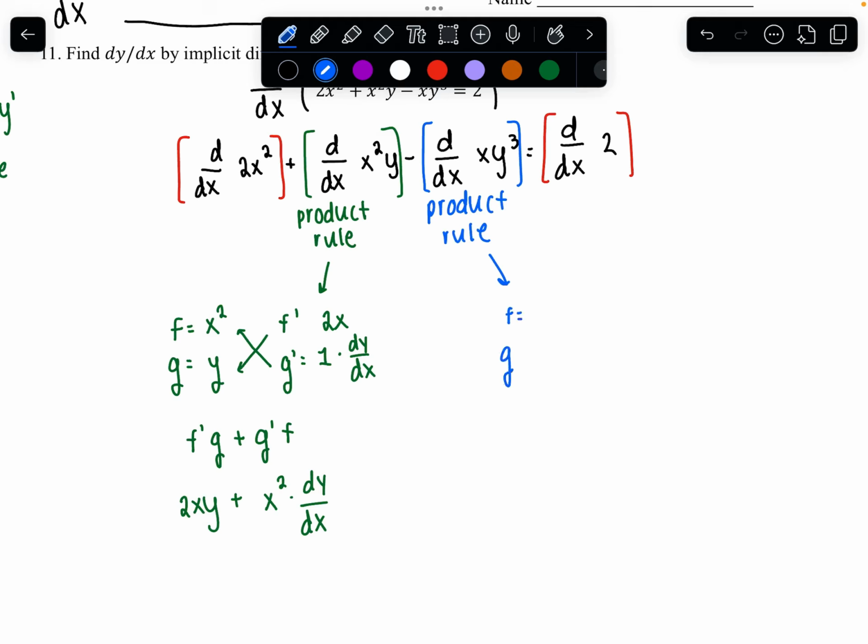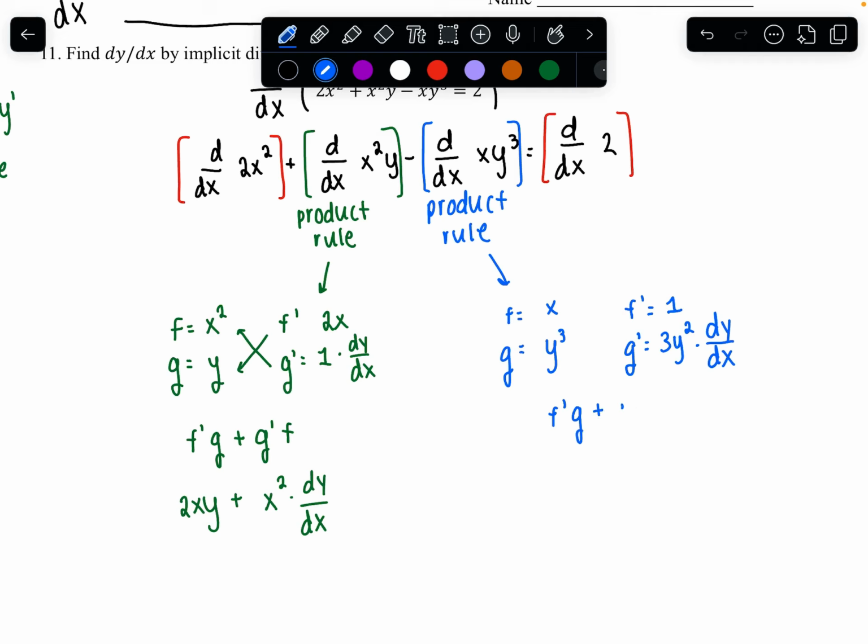Same thing. Let's call one f, let's call one g. Let's do x, y cubed. Does it matter which one is which? No, unless you're doing quotient rule. But we're not doing quotient rule, so don't worry. All right, derivative of x is equal to 1. All right, y cubed. Again, we're going to take the derivative like normal. So that's 3y squared using power rule. What do I have to multiply by because I took the derivative of y? dy dx every time. That is the implicit step.